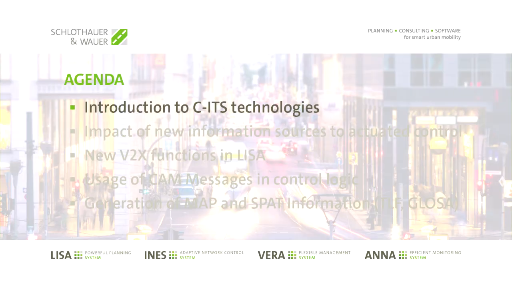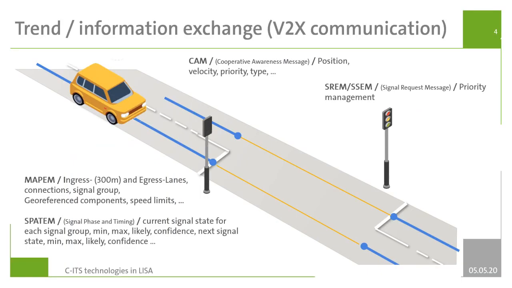So for us, the most important messages here are the cooperative awareness message. This is the information from the car, which includes the position, the velocity, and the priority. For a priority management with a traffic light controller, here we have a signal request, a signal state message. And from the infrastructure, there is information about the topology, which is a map message, which includes the connections of the intersections together with the addicted signal groups.